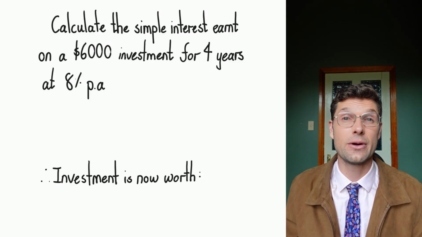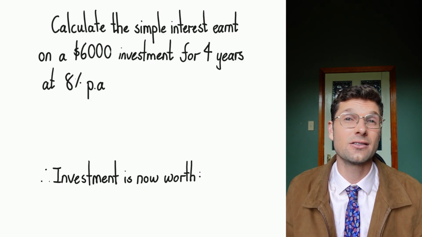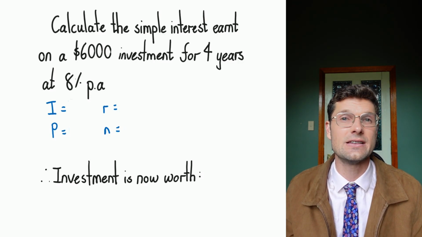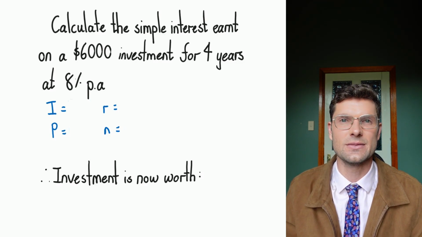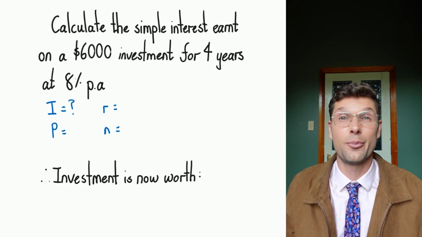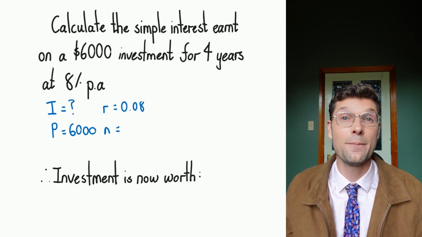Calculate the amount of simple interest we get on a $6,000 loan at 8% for 4 years. The first thing that I always like to do is write down I, P, R, and N. If we define what these are, there's no way that you can make a mistake. So the interest is what we don't know, that's our unknown. The principal is $6,000, the rate is 8%, and the time period, or N, is equal to 4 years.